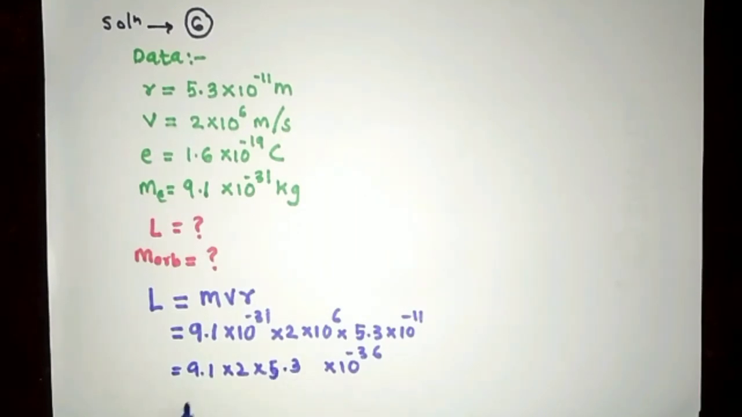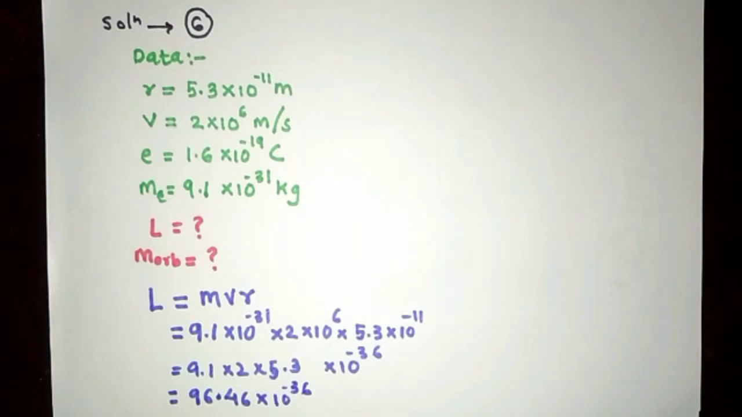So when we multiply all these values, finally we are having 9.1 into 2, that will be 18.2. 18.2 multiplied by 5.3. So finally we will have the answer as 96.46 into 10 raised to minus 36 as it is.